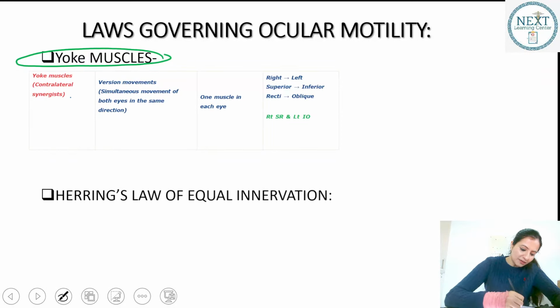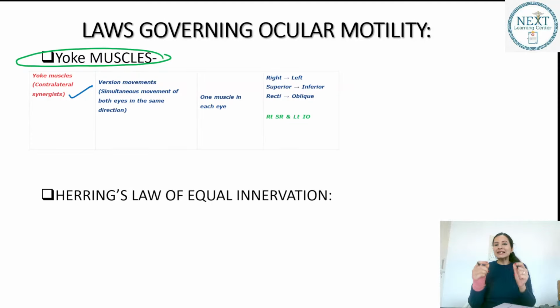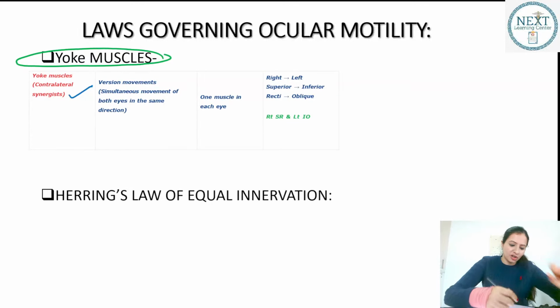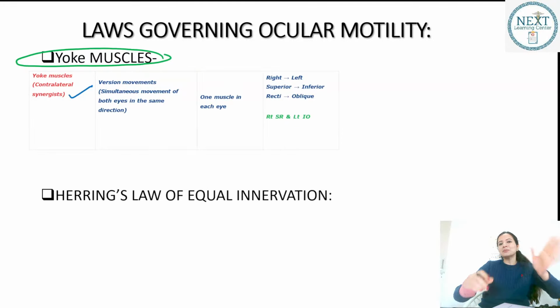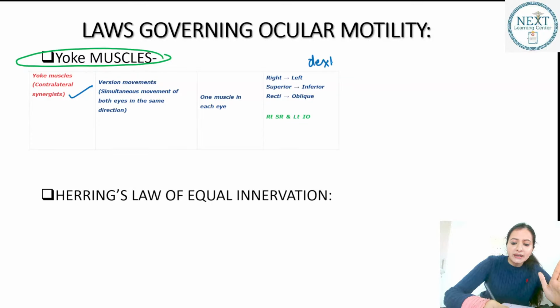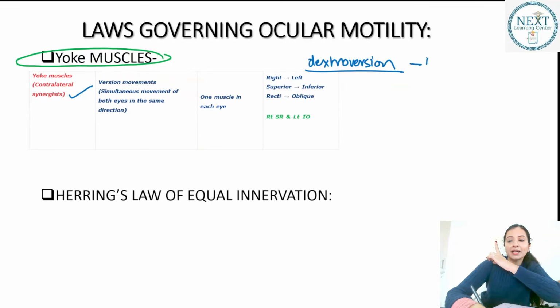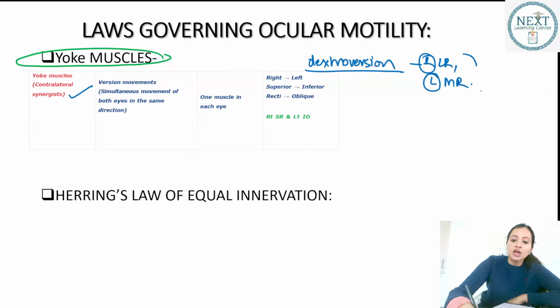What are yoke muscles? We know these are contralateral synergies. So these are the muscles of the two eyes that act together to cause same function. Since these are contralateral synergies, that means these are the muscles of two eyes. So one eye is going to have one muscle, other is going to have another muscle. Suppose we say dextroversion. So in my dextroversion, right lateral rectus and left medial rectus, these are my yoke muscles.